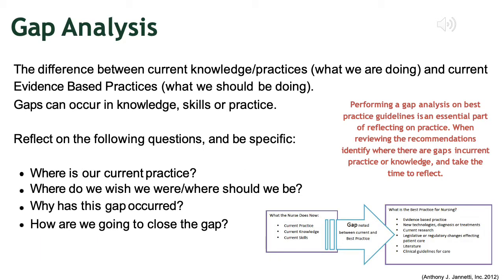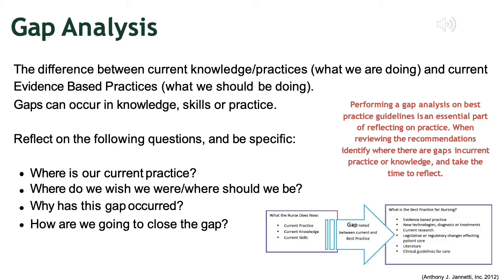When reviewing a best practice guideline, it is important to be aware of a gap analysis. This is the difference between current knowledge and practices, what we are doing, and current evidence-based practices, what we should be doing. Gaps can occur in knowledge, skills, or practice. So it is important to reflect on the following questions and be specific. Where is our current practice? Where do we wish we were, where should we be? Why has this gap occurred? And how are we going to close this gap?